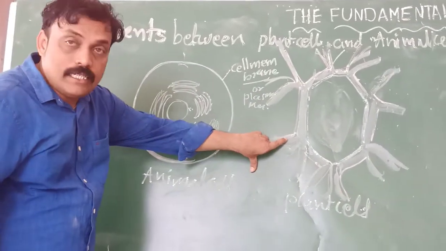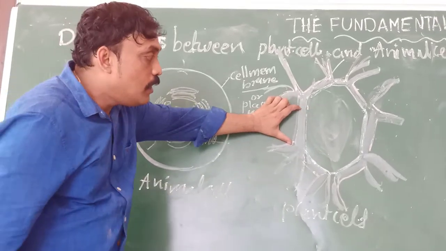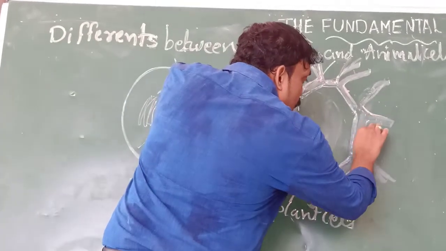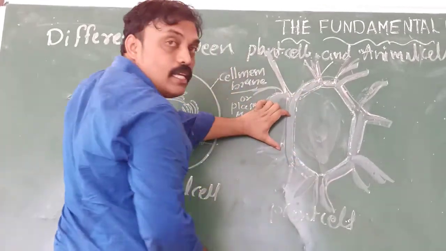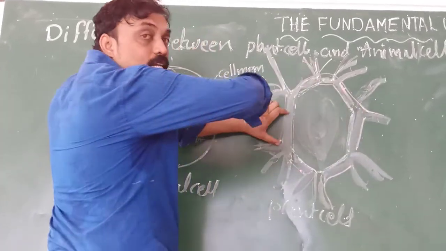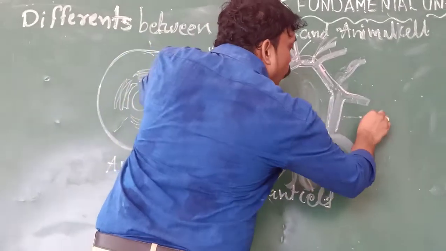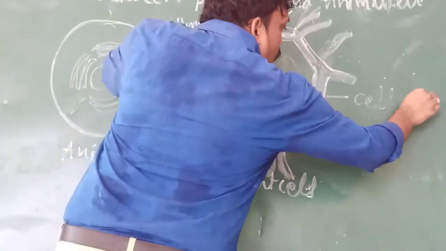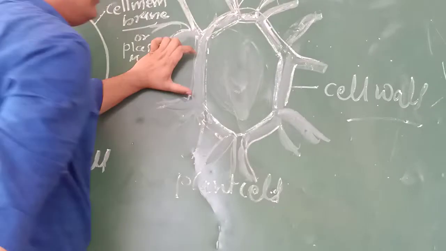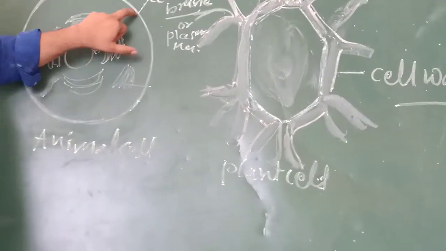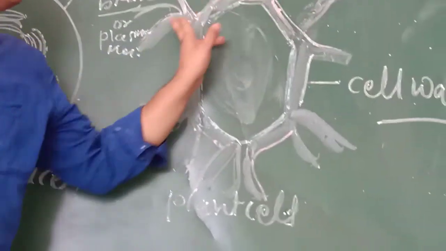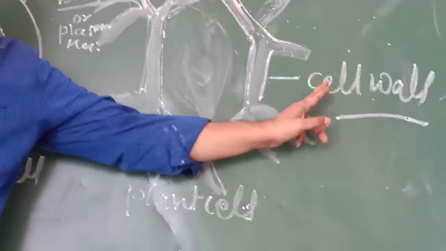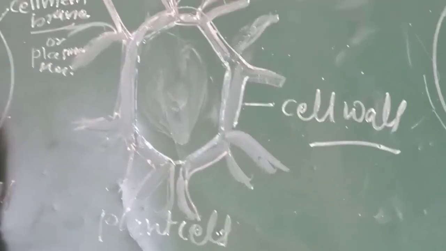But this is the plant cell. The outer covering layer of the plant cell is cell wall. Okay, the first difference, try to observe. The outer covering layer of the animal cell is cell membrane. The outer covering layer of the plant cell is cell wall. Cell wall is the complex one.